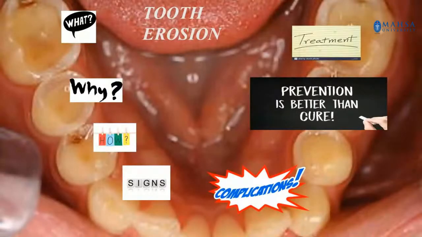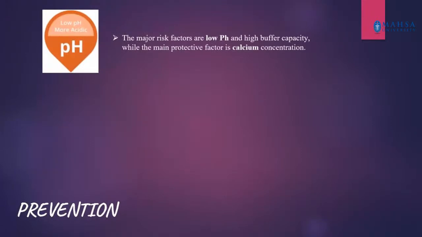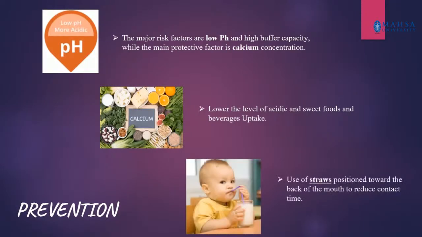Prevention is always better than cure, at all times. So these are the precautions that we can take for avoiding dental erosion. We should avoid low pH substances as they provide more acidic environment, whereby we should lower the frequency of acidic and sweet foods and beverages uptake. Reduction of the frequency of consumption and the contact time of potentially erosive foods and drinks with the teeth are important, as well as the use of straws positioned toward the back of the mouth.